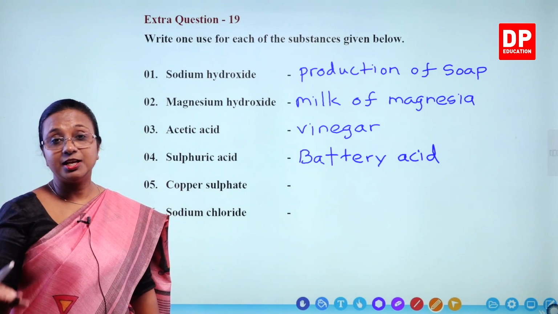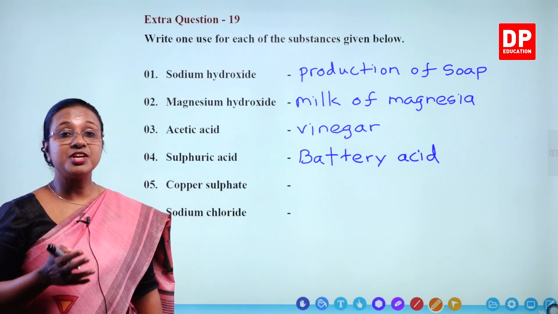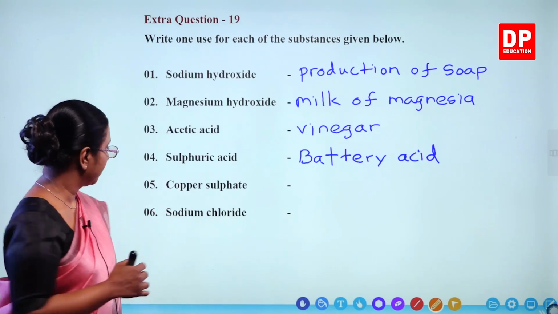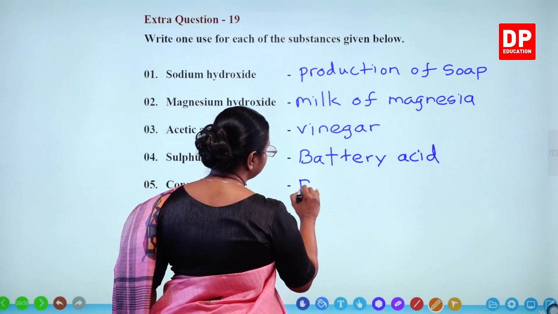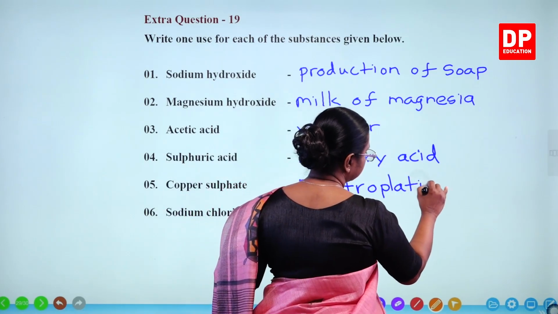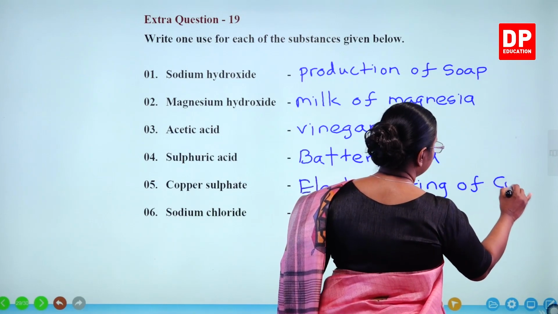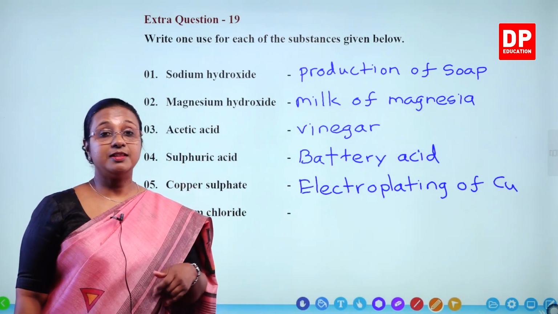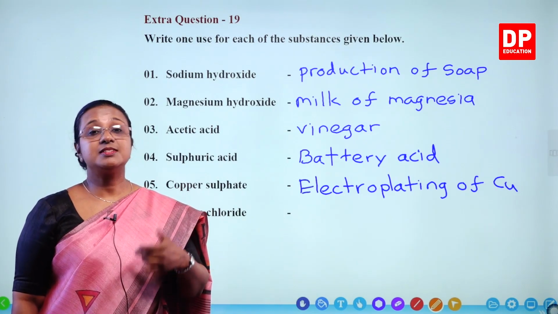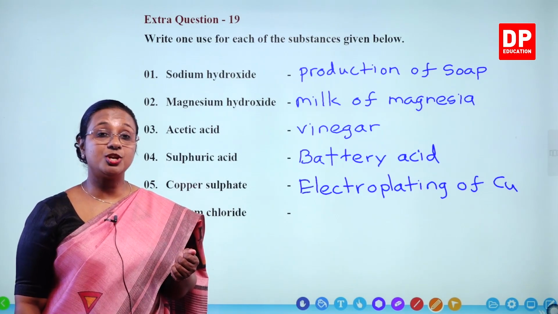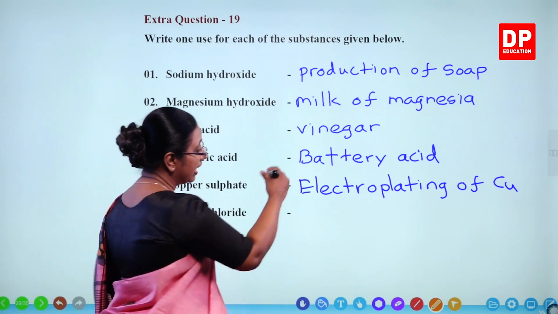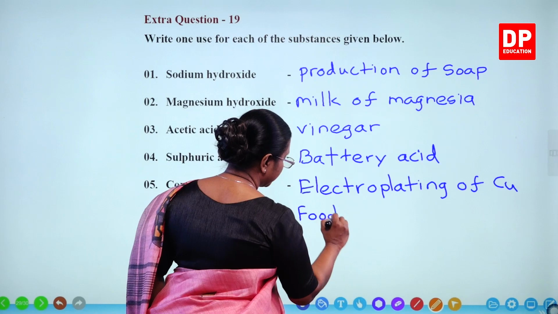For copper sulfate, again copper sulfate is used in the laboratory for electroplating, then as a fungicide. You can write any one. So for copper sulfate, I'll say electroplating of copper. Then sodium chloride, that also you know. Glazing earthenware, tanning of substances, used as common salt in preparation of food, food preservation. There are many uses. So sodium chloride, I will say food preservation.